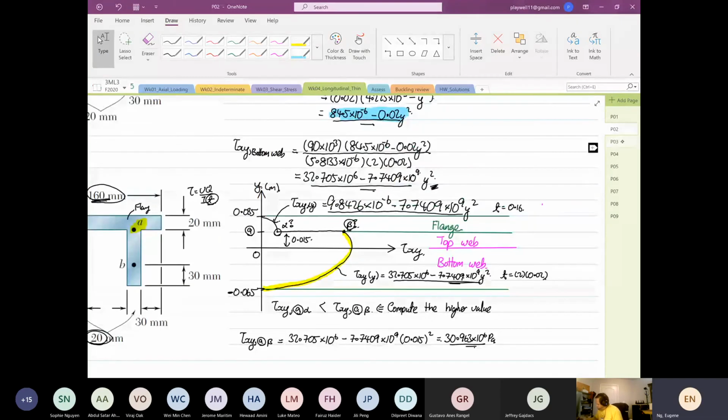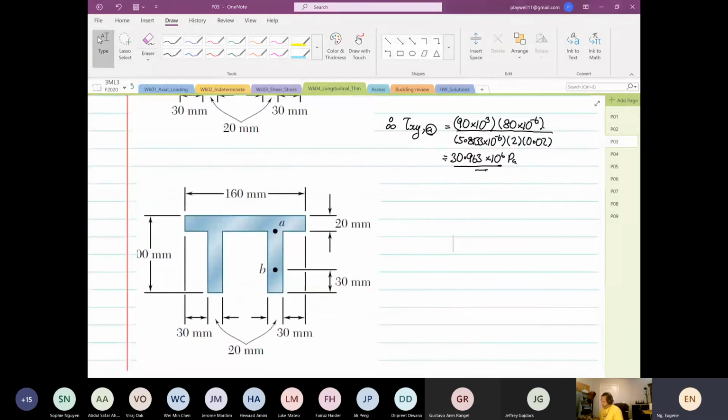So now we're going to do at point B. At point B, remember when last week I taught you guys, it can be confusing without those rules. So this is where our centroid is. It is just a sketch, and then this distance from here to here is equal to 0.035 meters.